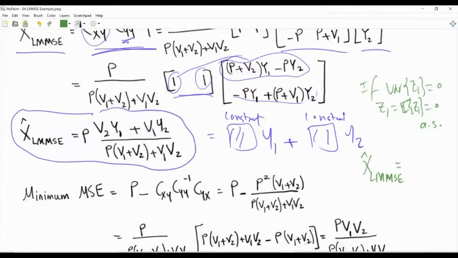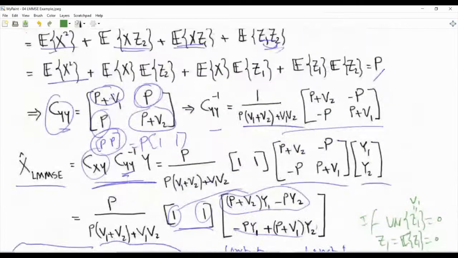So this is V1. V1 is 0, right? So this term will go away. V1 is 0, this one will go away, and so it will be BV2Y1 over BV2, so this is Y1. Makes sense, right? Makes sense if you think about it.